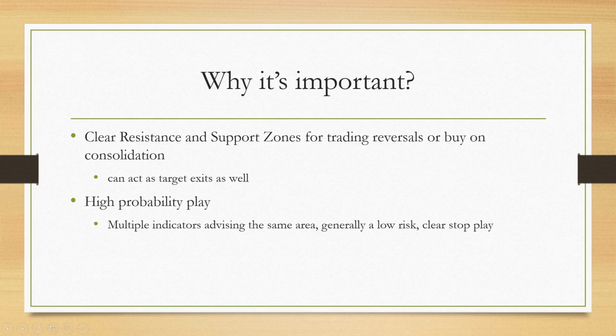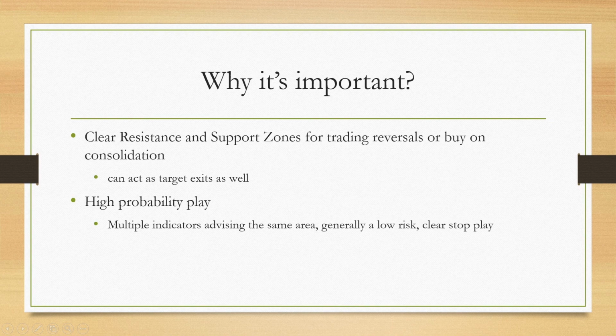Why it's important to know the areas of confluence is because it gives very clear resistance and support zones for trading reversals or for when you buy on consolidation. It can also act as a target exit area as well. If it starts approaching that area of confluence, that could be your exit zone.